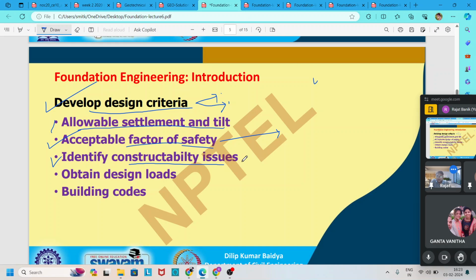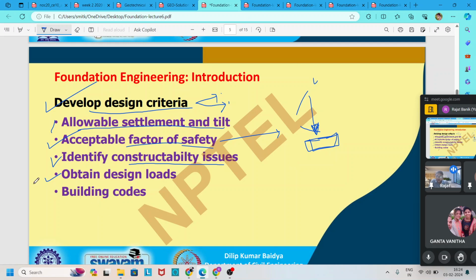Then obtain the design load. We need to find out how much load can be carried by this foundation, whether this much load is suitable for this foundation or not. We need to check. So for this we first calculate the superstructure load and divide the load according to our number of foundations.